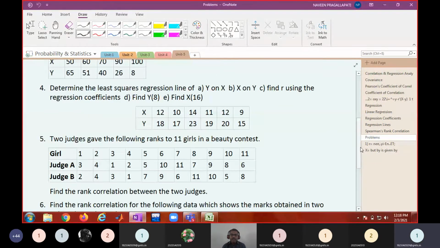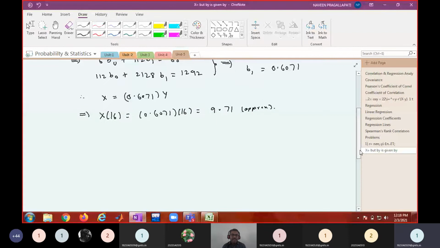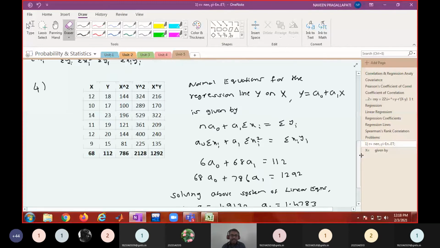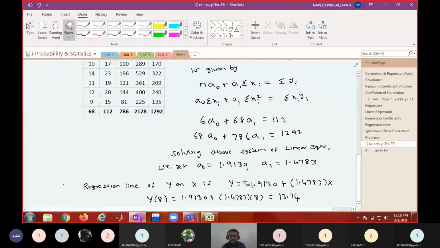What else is asked? Find r using the regression coefficients. So what is the r formula? Well, let us find out what is byx and bxy first. Okay, so what is byx here? Byx is nothing but the coefficient of x, right? Let me write down the equations.